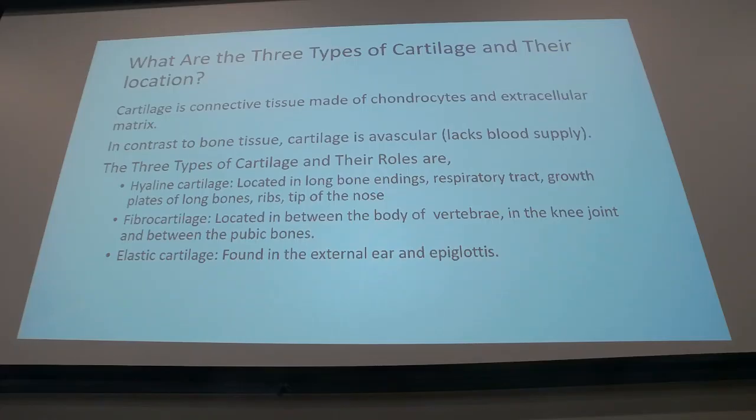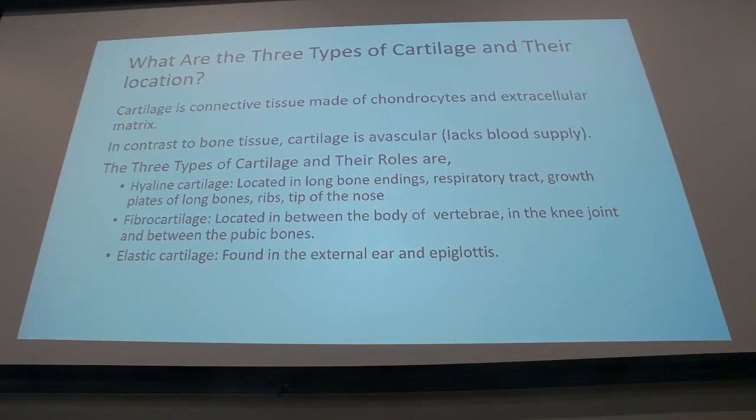We have three types of cartilage: hyaline, fibrocartilage, and elastic cartilage. You already saw this in the previous chapter, but this is a little bit more detailed. Hyaline cartilage, we have in different places in our body. The consistency is intermediate. It's not as elastic or as soft as elastic cartilage, and it is not as hard as fibrocartilage.